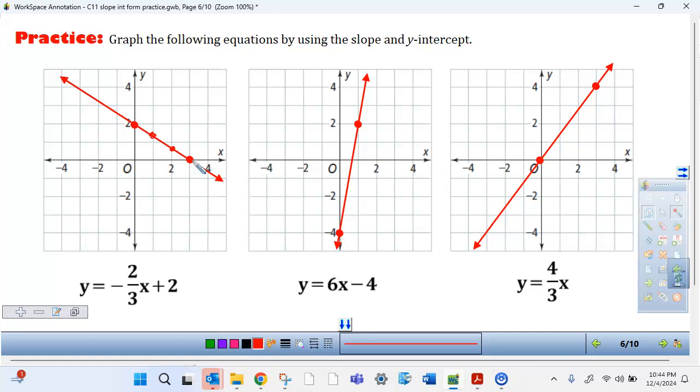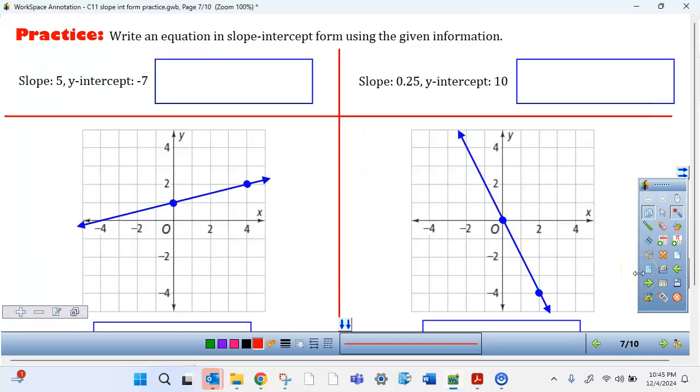Number 2, did you begin on the y-axis at -4? Did you have a rate of up 6 for every x? Number 3, did you begin your relationship on the y-axis at 0? Did you go up 1 1/3 for every x, or you could go up 4 for every 3 x's. Those are those. All right, would you go to the next slide, please?